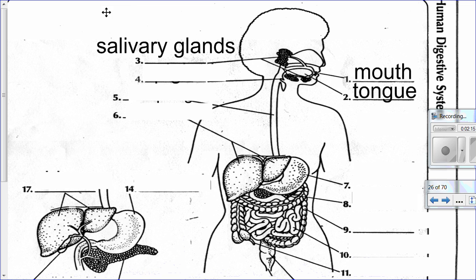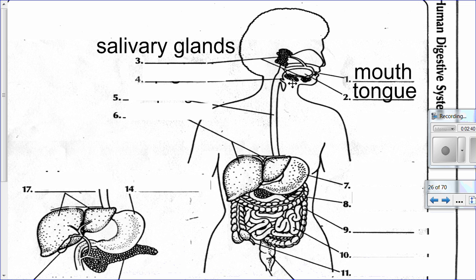Number three is the salivary glands. In the mouth, you have glands on the roof of your mouth, underneath your tongue. They play important roles in chemical digestion of food. As food is chemically broken down into its simpler building blocks, these glands secrete enzymes, and we'll discuss more about that. On your sheet, let's label number four.